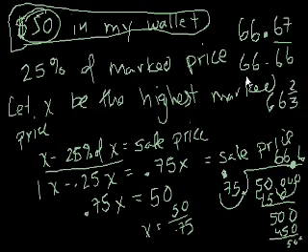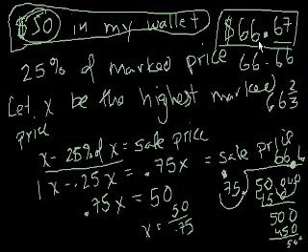But since we're working with money and we're working at dollars, we should just round to the nearest penny. So the highest marked price that I can afford is $66.67. So if I go and I see a nice pair of shoes for $55, I can afford it. If I see a nice tie for $70, I can't afford it with the $50 in my pocket. So hopefully this will not only teach you a little bit of math, but it'll help you do a little bit of shopping.